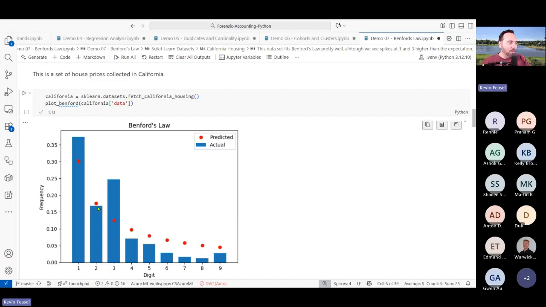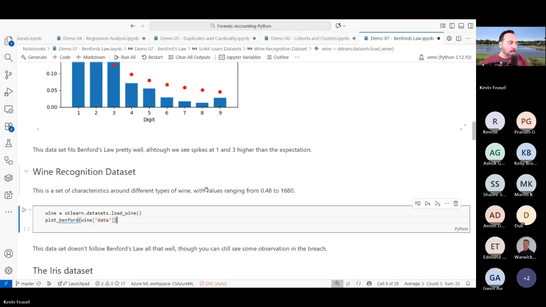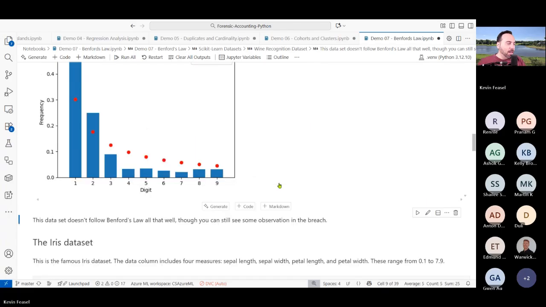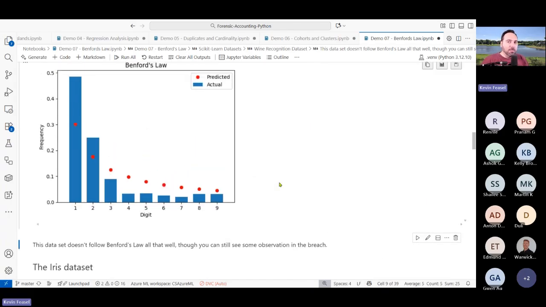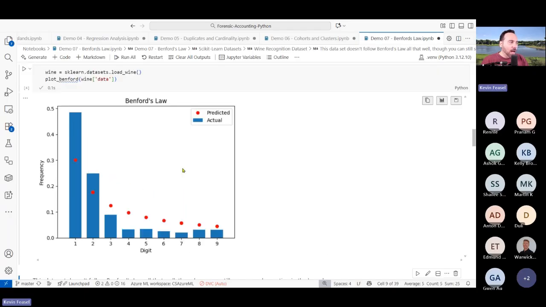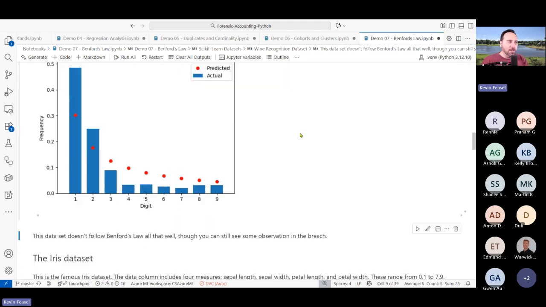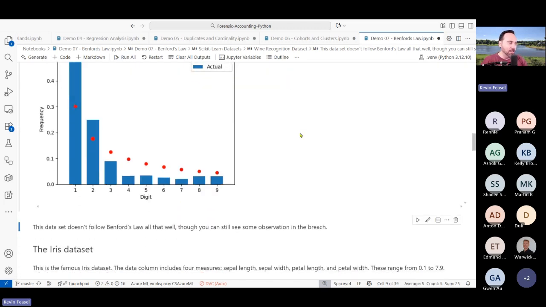And these dots are the predictions. These are what we would expect if something did follow Benford's law. If we look at different types of wine, they have values that range from 0.48 to 1680. Again, this doesn't fit Benford's law very well. Most of these have a starting number of 1. Because realistically, it's like 1 to 1680. So not a lot of differences.